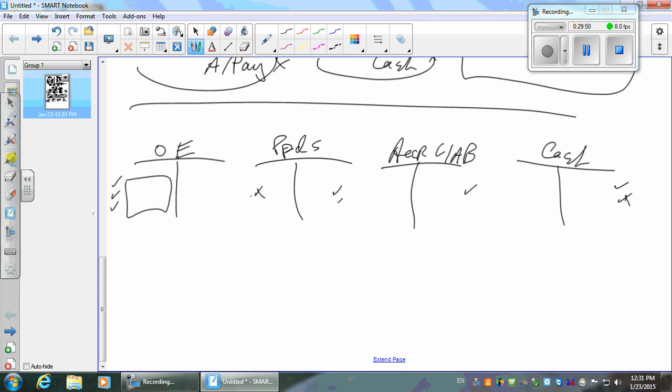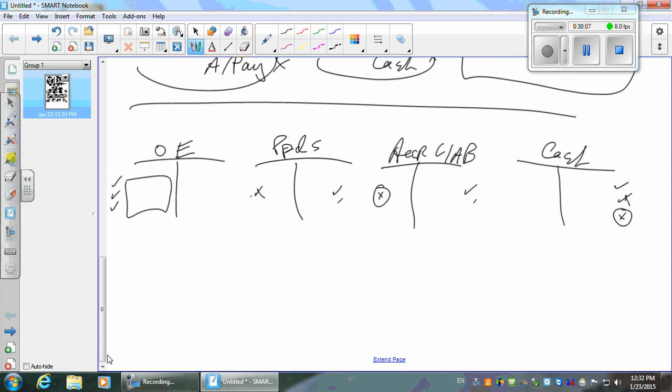Well, this shows prepaids coming in and going out. This only shows accrued liabilities coming in. What do we have to do with that accrued liability, of course? Pay it, right? And when you pay it, you debit the accrued liability and you credit cash, of course.